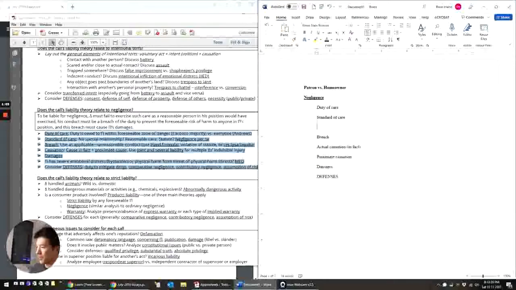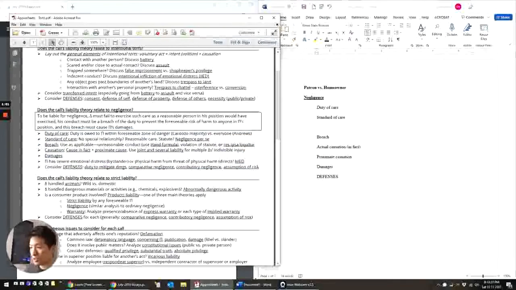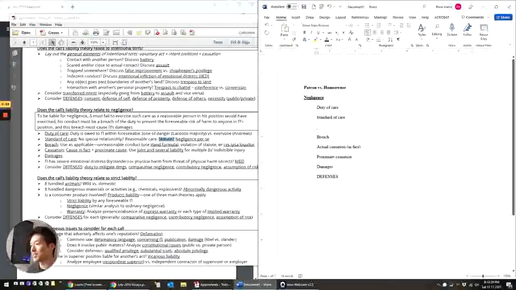And let's see, standard of care. There was a statute, so we're going to flag negligence per se. So we already set up our negligence issue here. Assuming you know the rules, you can recite the rules here and just plug and play and analyze.